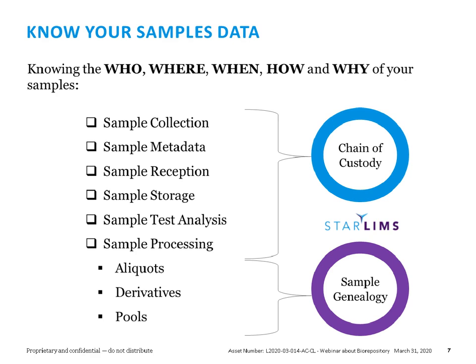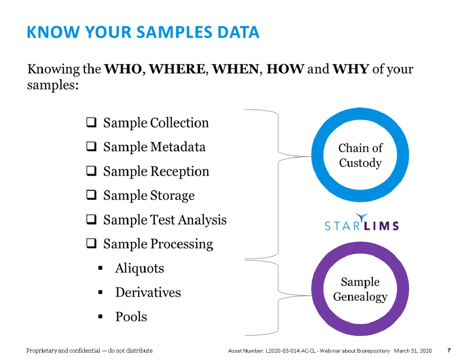So STARLIMS, which is the solution that we have at Abbott Informatics, gives you all of the answers to these questions for every event, for every process that you have to apply to your samples. We keep all of this information centralized. But also when it comes to the processing, there is this other piece of information, which is the sample genealogy.